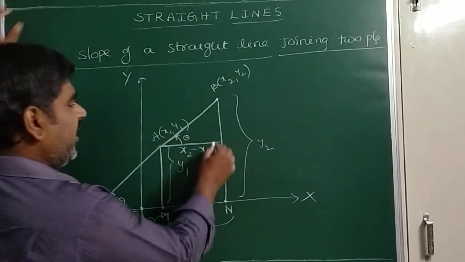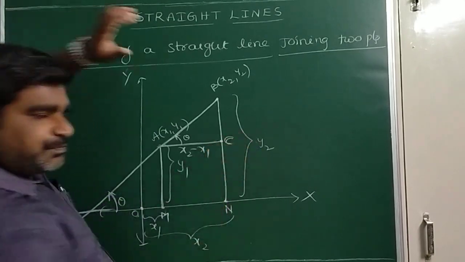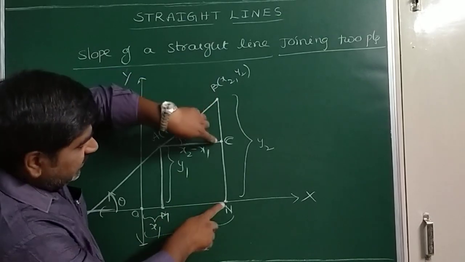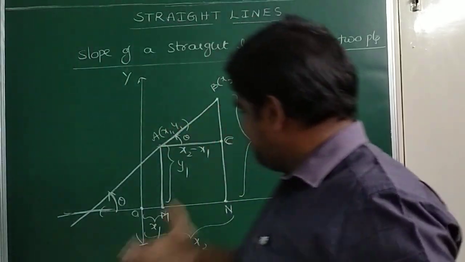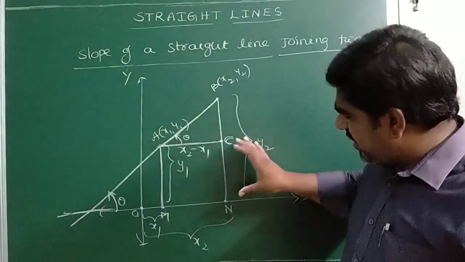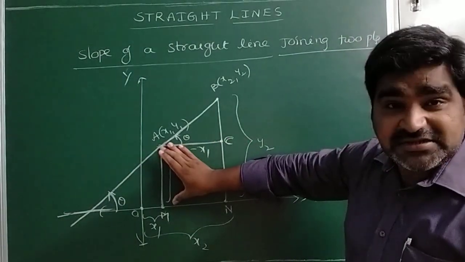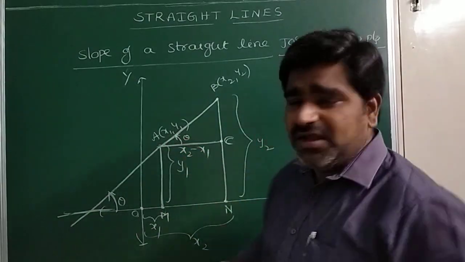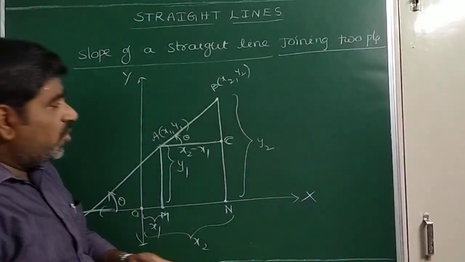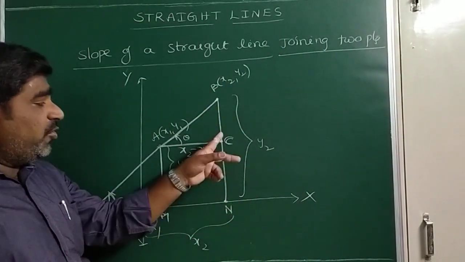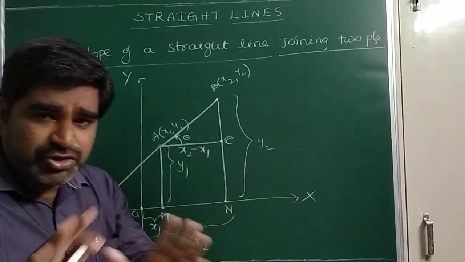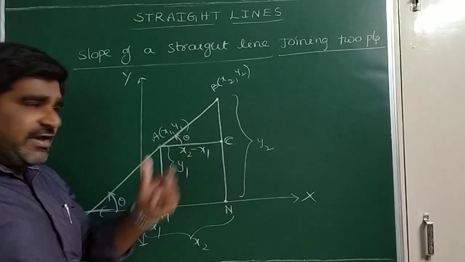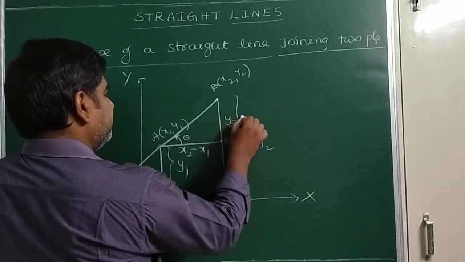In a similar way, let us name this point C. What is BN? Total BN is y2, but what is CN? We don't know yet. CN is nothing but AM, which is y1. So BN is y2 and CN is y1. I don't want both, I want BC. BC is nothing but y2 minus y1.